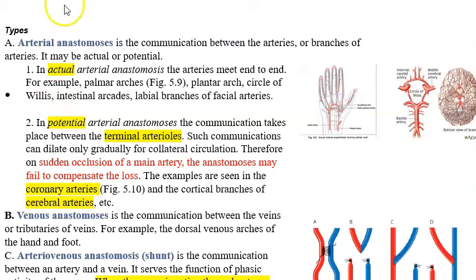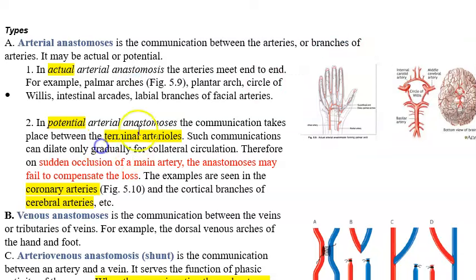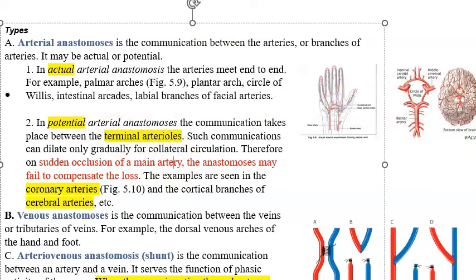Coming to the types, you have arterial anastomosis, that is between arteries. Then between veins, that is venous anastomosis. Then between artery and vein, that will become arteriovenous anastomosis. Now let us come to the examples. Examples for arterial anastomosis: between the superficial and the deep palmar arch, so the palmar arch, that's what they've written here. Similarly in the foot, plantar arch, then circle of Willis. Then coming to between arterioles, you can say coronary arteries and cerebral arteries. That is in the heart and brain you have some arteries anastomosing.